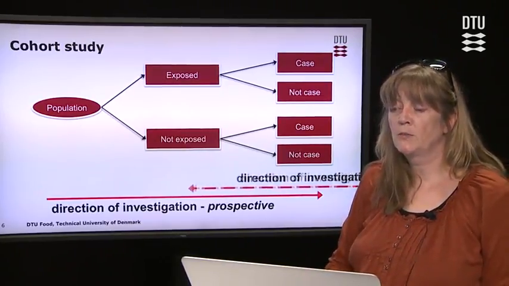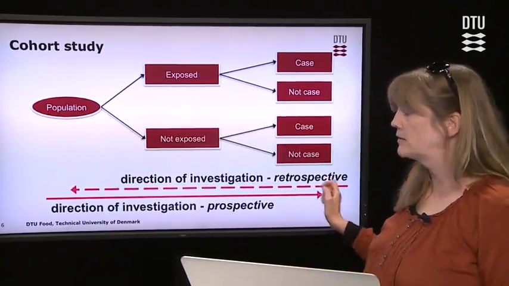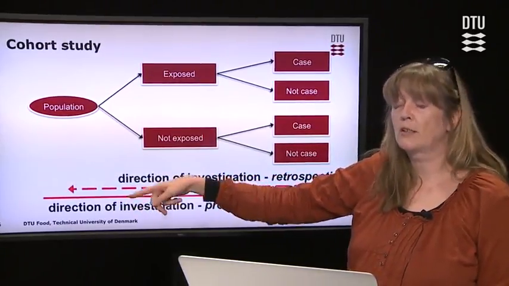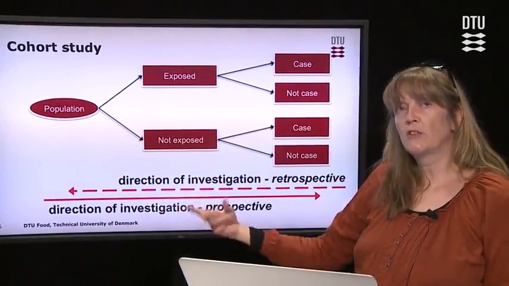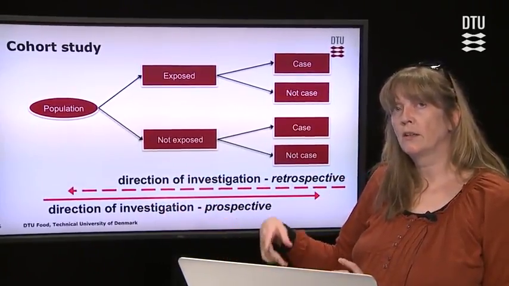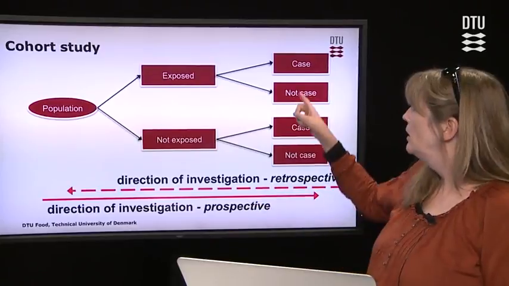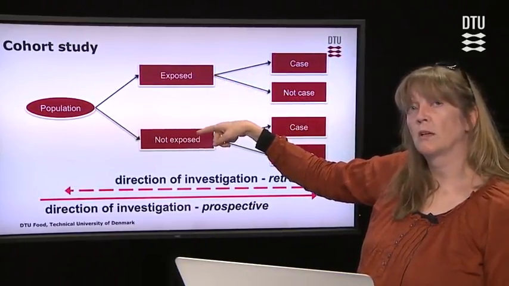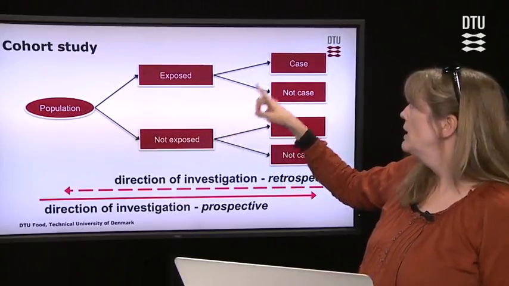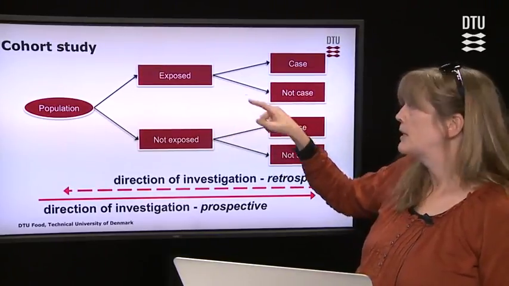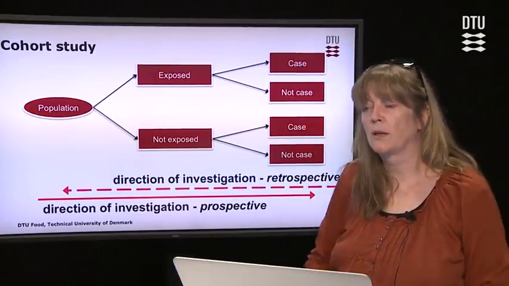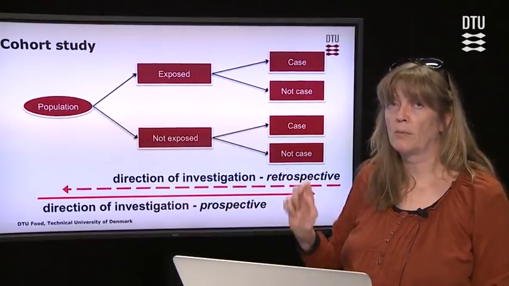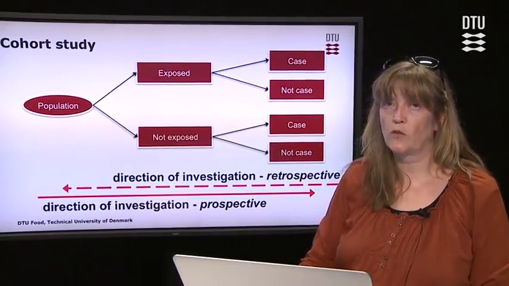In the retrospective study, the direction of the investigation is opposite to time, you could say, because here the incident has already occurred. So you have a definition of the cohort, and then you find out within the cohort whether people have been exposed or not exposed to particular risk factors or food exposures, and then among those that have been exposed, you ask them whether they have been ill or not ill. And this is the method that is primarily used when tracking sources of foodborne infection.